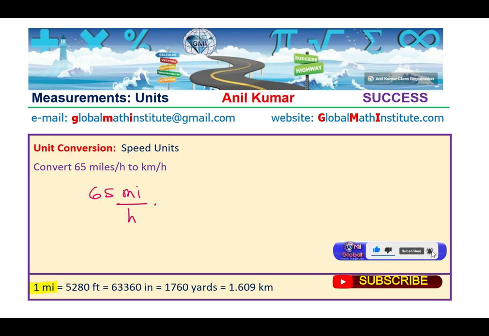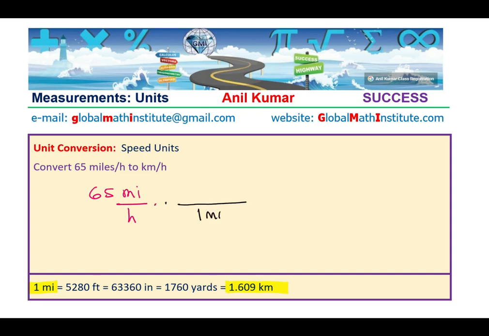1 mile is equal to, in kilometers, 1.609. So we could write this as 1 mile is equal to 1.609 kilometers. And now we can multiply and get our answer, right? Because miles and miles cancel and we get kilometers per hour.